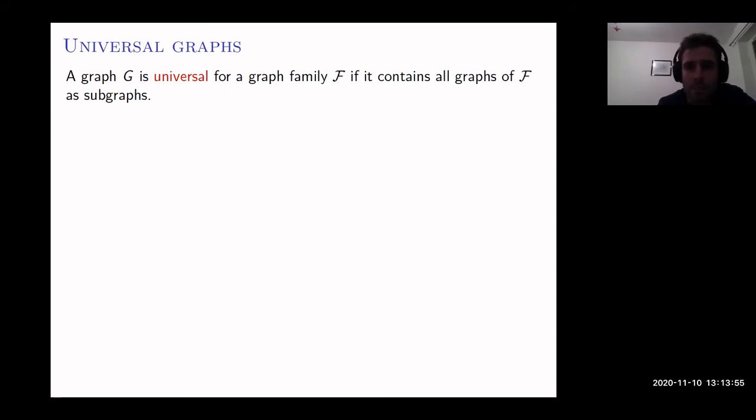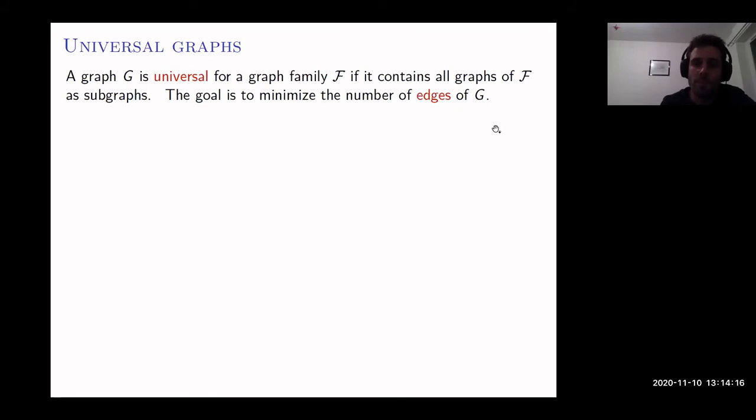But now the right thing that you want to minimize is not necessarily the number of vertices, because a complete graph on n vertices contains all graphs on n vertices as subgraphs. So minimizing the number of vertices wouldn't be very interesting. Instead, what we want is to minimize the number of edges. We know that if we consider all n-vertex graphs in some family, we will always have a universal graph with at most n²/2 edges, that of the complete graph. And we want to do better than that.